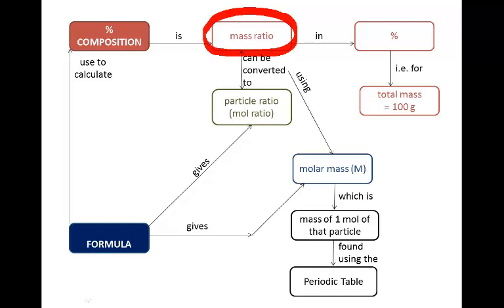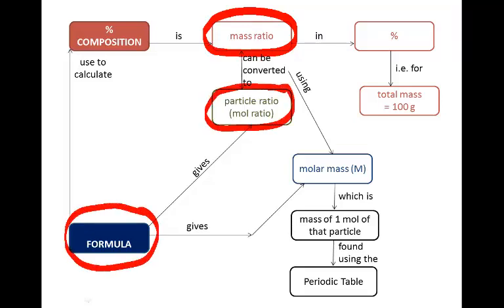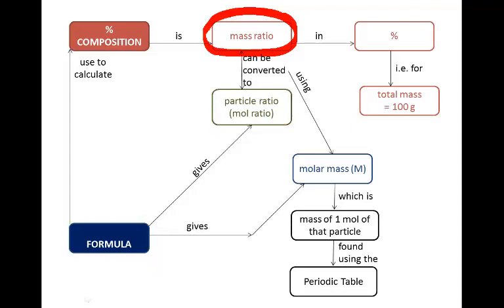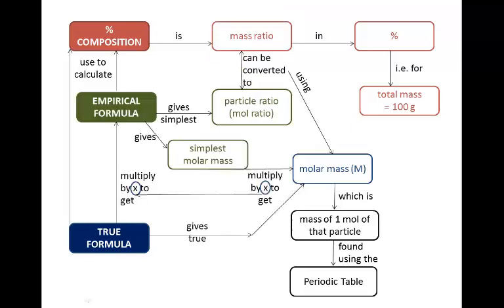But now the problem is that mass ratio is not the same ratio as what is inside the formula, because the formula is a particle ratio, not a mass ratio. And so we need to go from the measured mass ratio to a calculated particle ratio so that we can get the formula. Now, when we do that in the simplest format, we end up with an empirical formula.